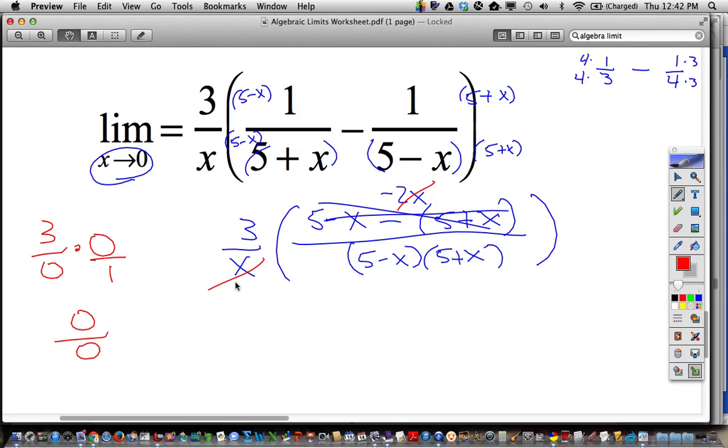So we keep going here, but we're trying to get those to go away. Well, that's the secret right there, the cancel. That's what I was hoping would happen, because now I can plug in my 0. So on top I have 3 times negative 2, and on the bottom I put in my 0, I get 5 times 5. And there's my answer, okay?